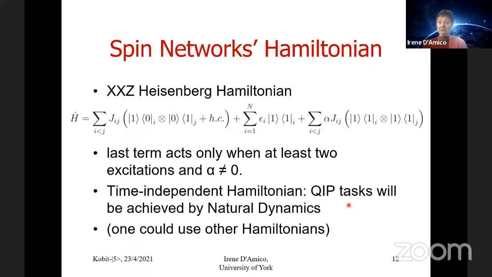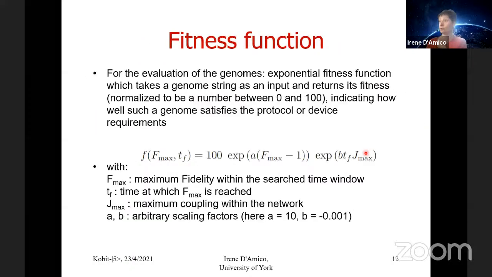So again, the idea is that our quantum information processing required task is achieved using simply the natural dynamics of our network. We don't go and tinker with our network. The dynamics is set by our J_ij and A_i, and our J_ij and A_i are indeed set by the genome we are using. Of course, one could use different Hamiltonians. This is the one we have used in this case for the examples I'm going to show you.